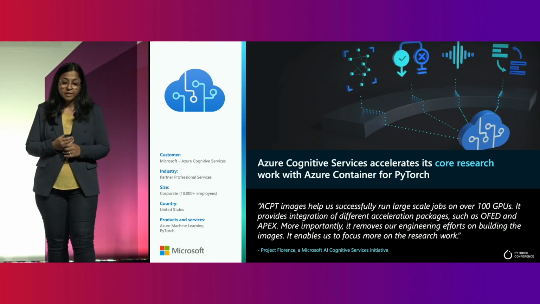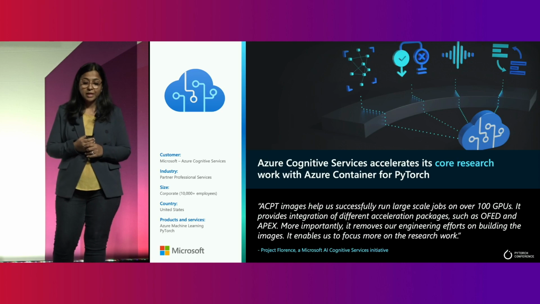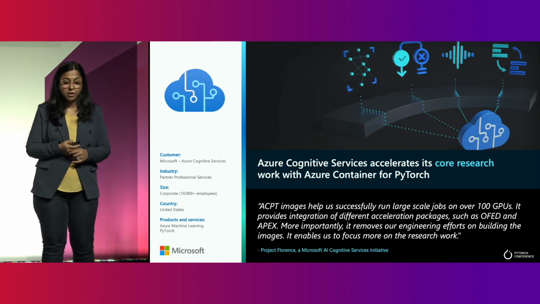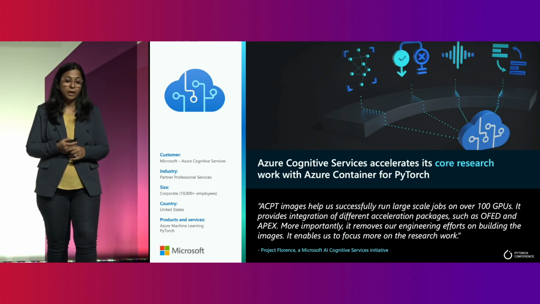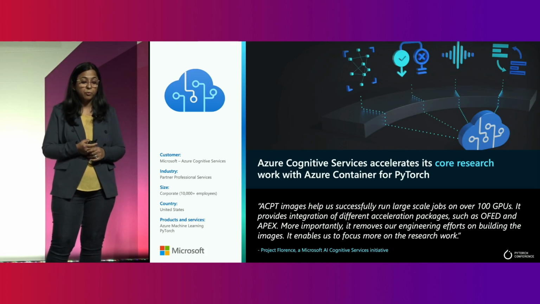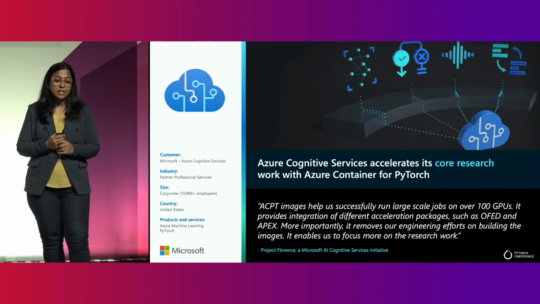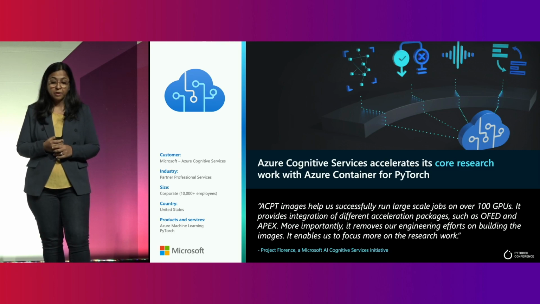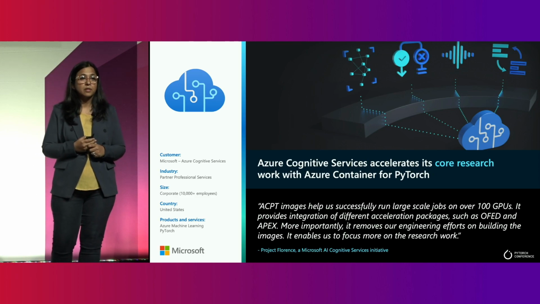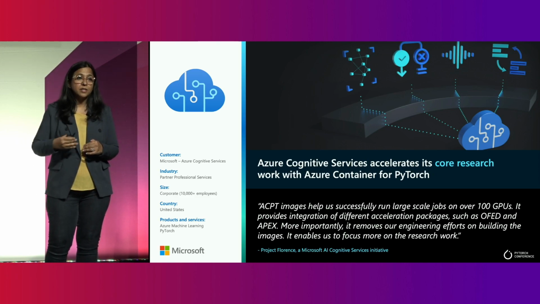And another internal Microsoft team that used ACPT is the Microsoft AI Cognitive Service team. They build state-of-the-art computer vision technologies for next generation framework for visual recognition. And they're able to use ACPT to run scale jobs over hundreds of GPUs, and were able to do it efficiently. And like that, again, helps most of these research teams focus on the research work without having to worry about how do I integrate all of these various libraries and components and keep up with the new versions that are coming up and the new versions of PyTorch that are coming up.